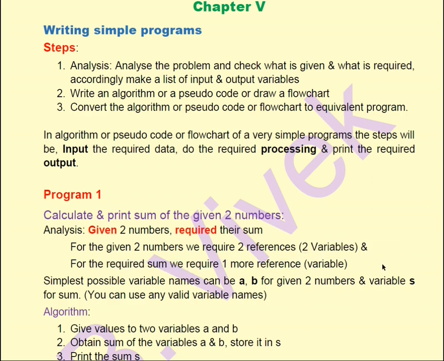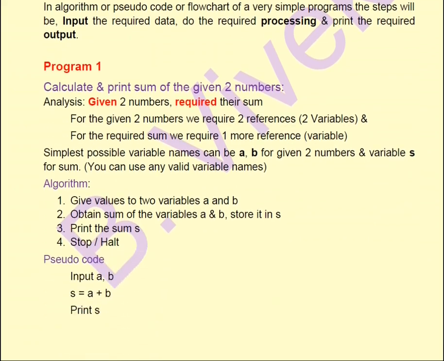So how many variables are required altogether? Three variables. Two for storing the given numbers and one for storing the sum. The simplest possible variable names can be a and b for the given two numbers and variable s for sum. You can use any valid variable names such as no1 for number 1, no2 for number 2, sum for sum. Use any valid variable names in all the programs.